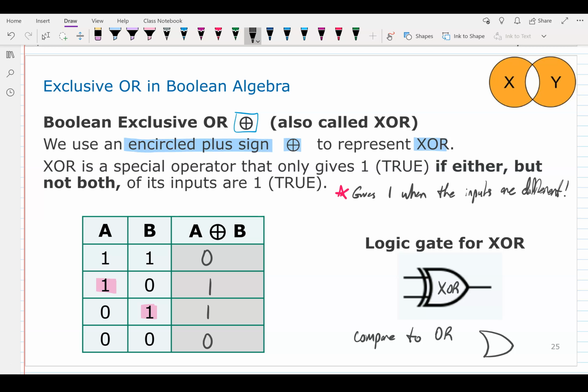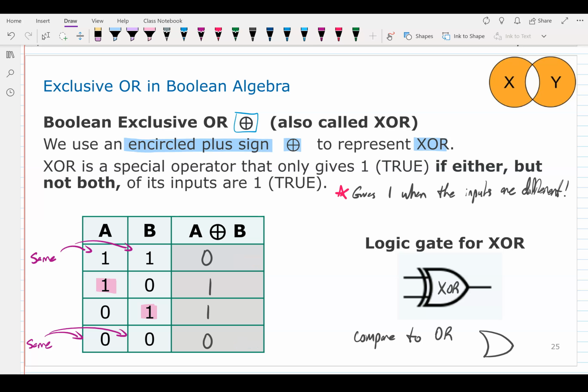XOR gives 1 when the inputs are different. So let me convince you of that. These inputs are the same. These inputs are the same. They give 0. So I'll say same, we get 0. Same, we get 0. But I don't need to write the zeros there.